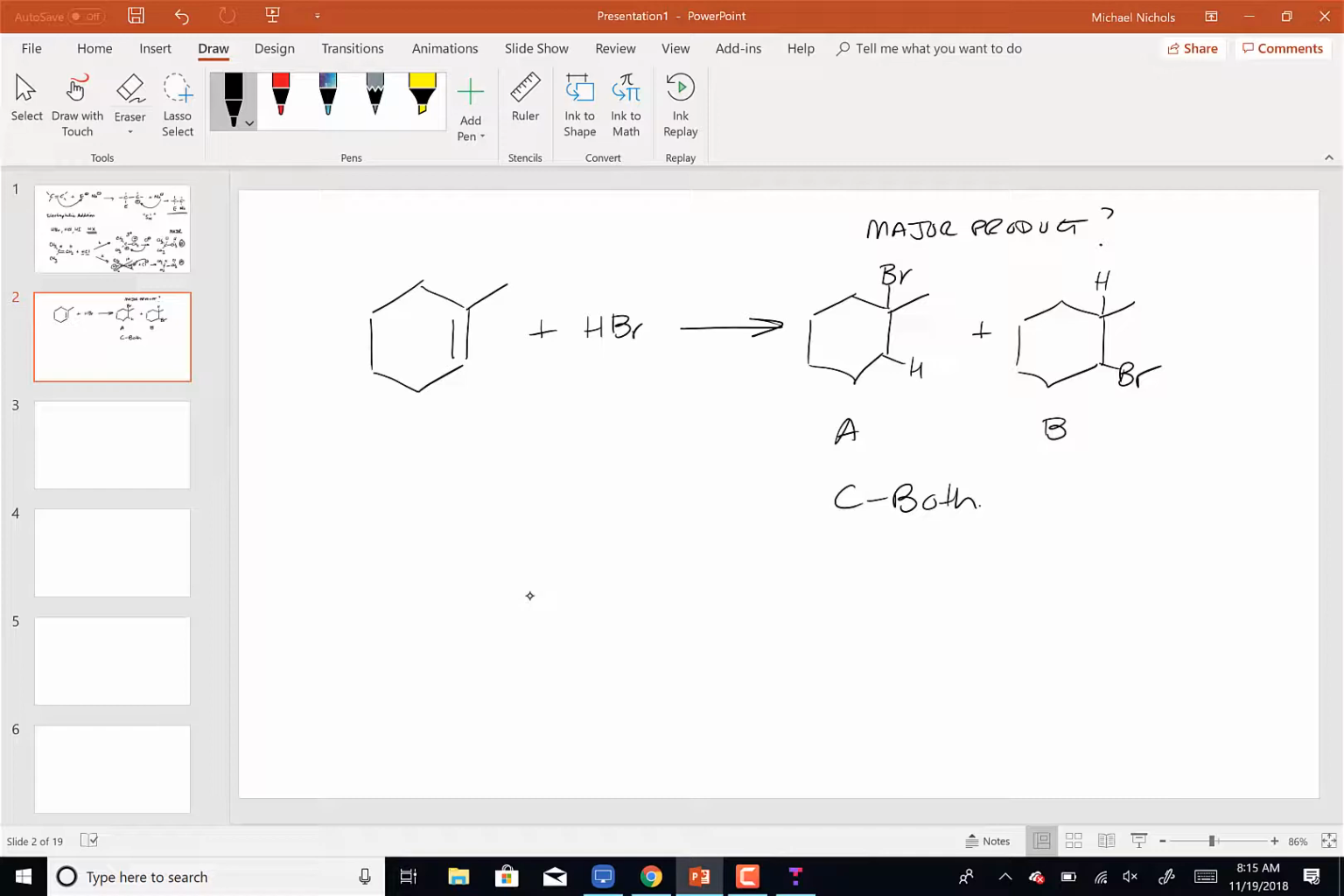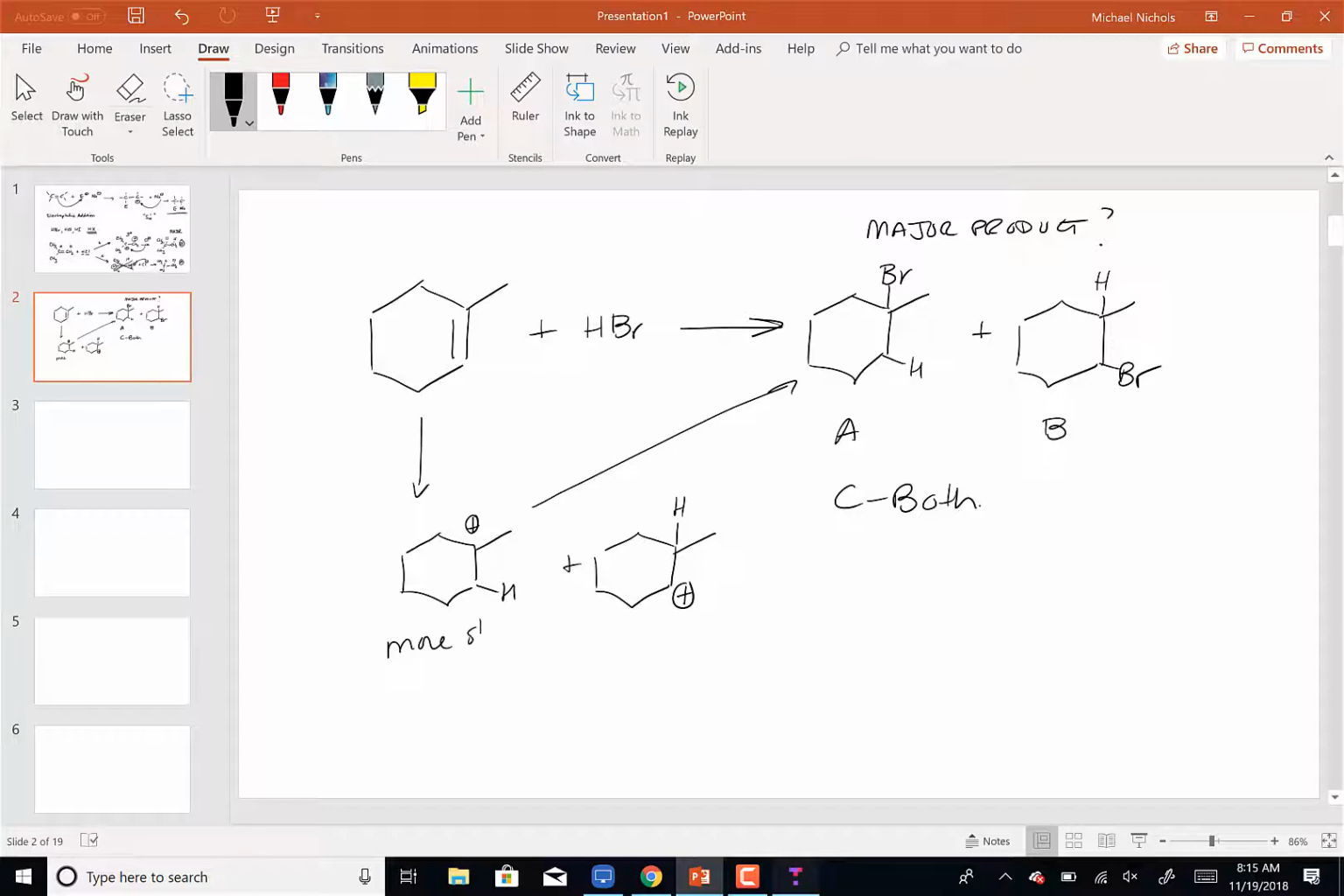We just simply add the H plus to both carbons and see which is the most stable intermediate. So if I add the H to the bottom carbon, I'm going to form that carbocation. If I add the H plus to the top carbon, I'm going to form that carbocation. And which one is more stable? The one on the left or the one on the right? The one on the left, because it's tertiary and the other one's secondary. So this is more stable, and so that will make product A the major product.